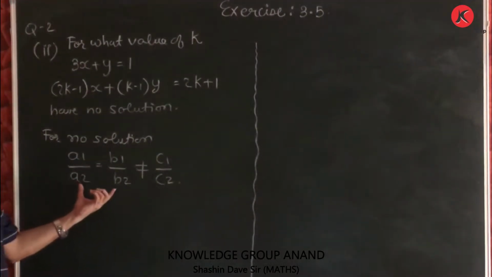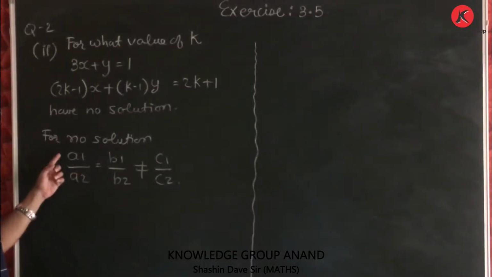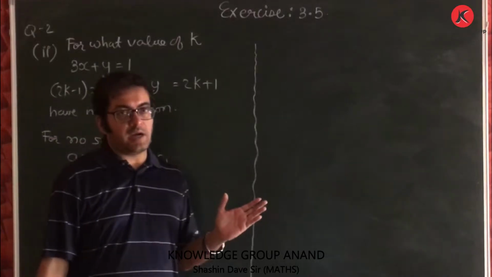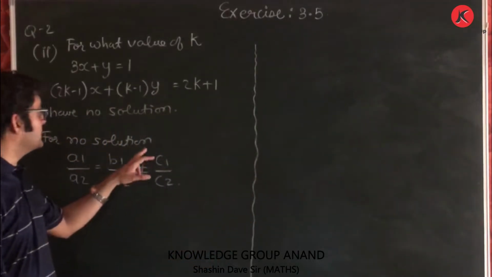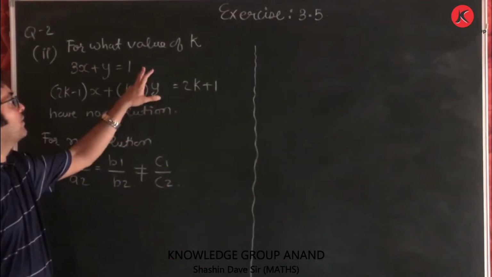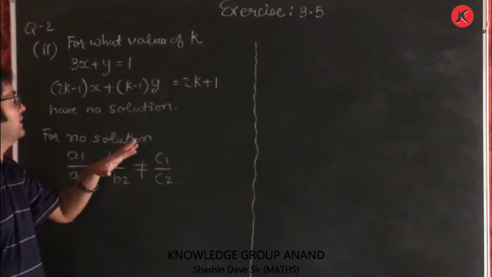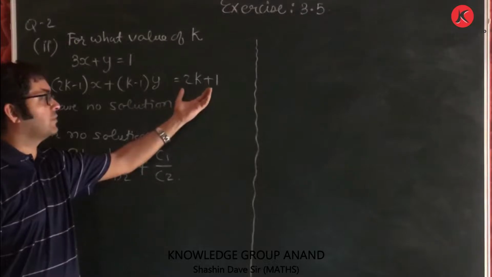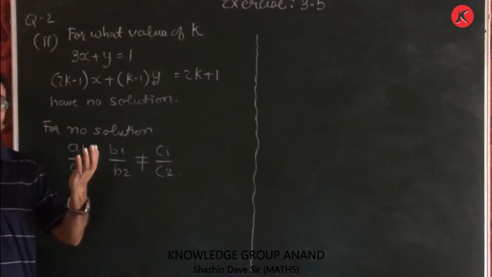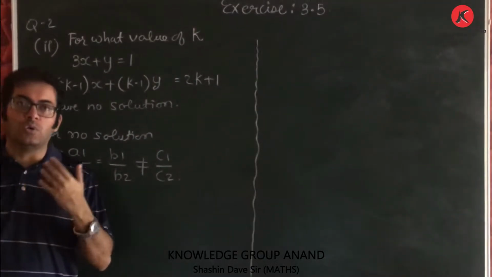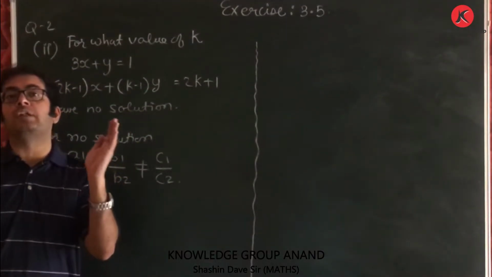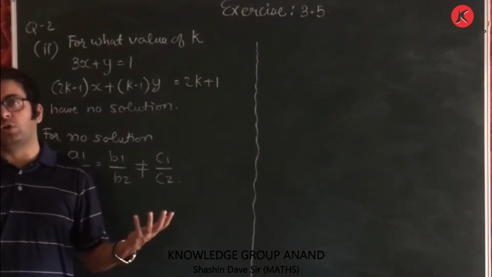So we will take the equal ratio, that is a1 by a2 is equal to b1 by b2. If I needed to take the ratio c1 by c2, then I would have converted this into the standard form, in which I would have got this 1 on the left hand side as well as 2k plus 1 also on the left hand side, and by doing so the sign would have changed. But here I want to find for what value of k, not for what not value of k.